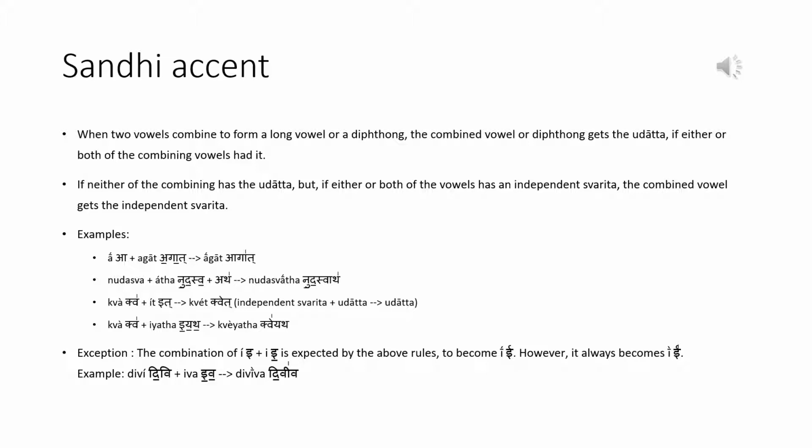When two vowels combine to form a long vowel or a diphthong, the combined vowel or diphthong gets the udatta if either or both of the combining vowels had it. If neither of the combining vowels has the udatta, but if either or both of the vowels has an independent swarita, the combined vowel gets the independent swarita.